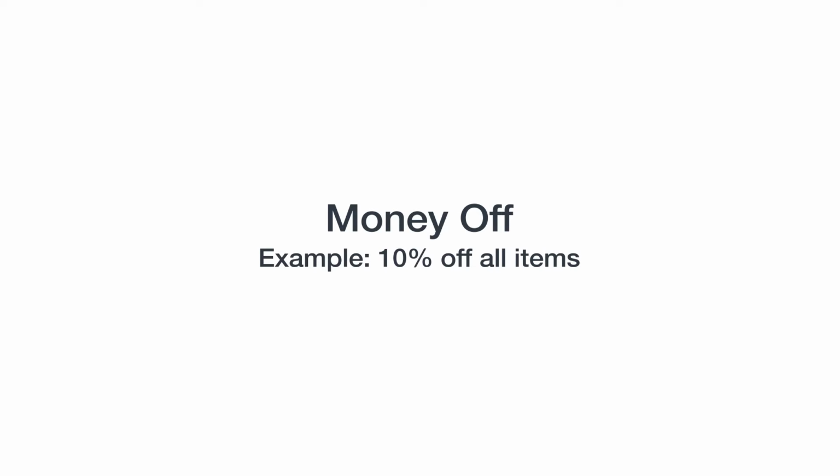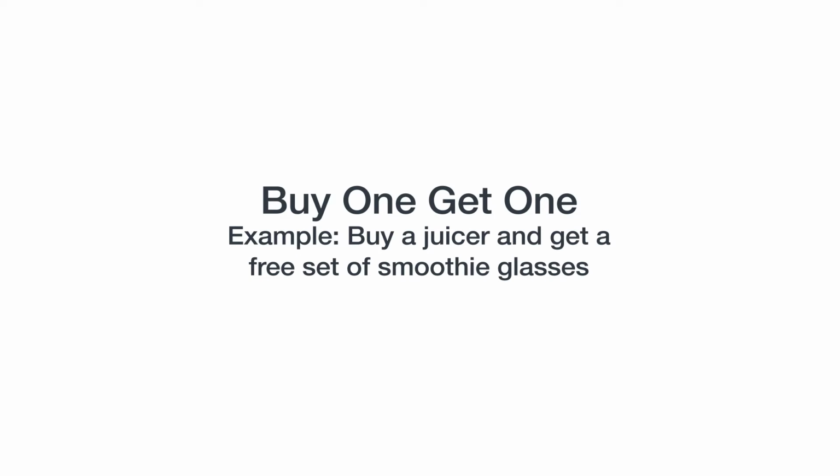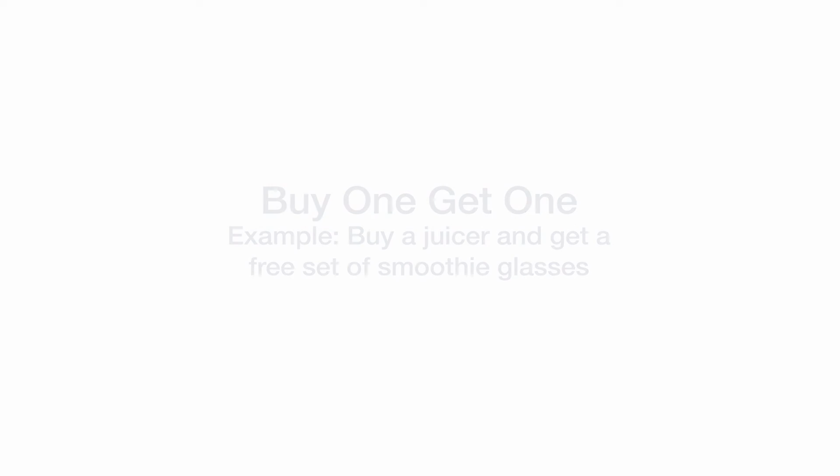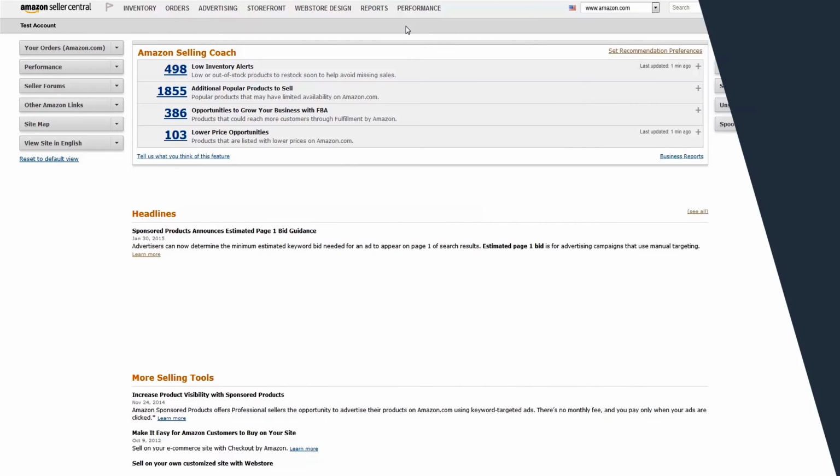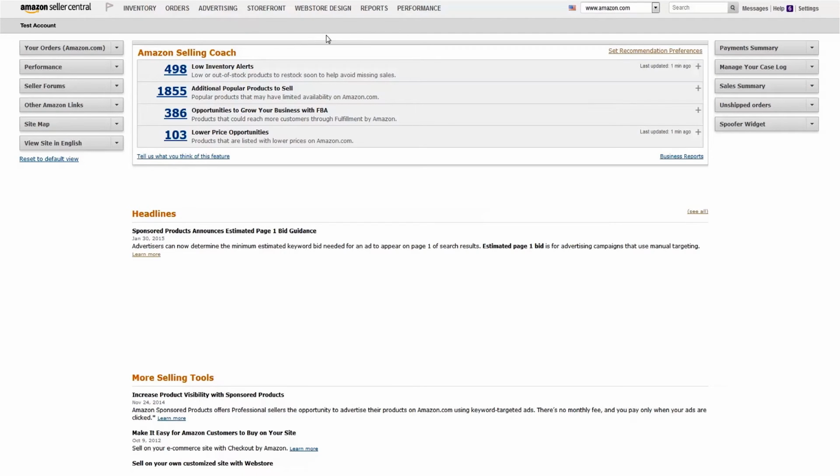Let's take a quick look at the remaining three types of promotions: Money Off, Buy One, Get One, and External Benefits. Head over to the promotions dashboard by hovering over the advertising tab and clicking promotions in the drop-down menu.